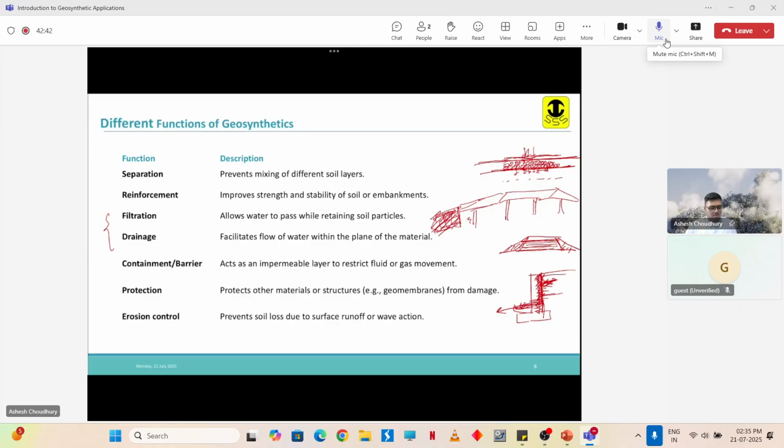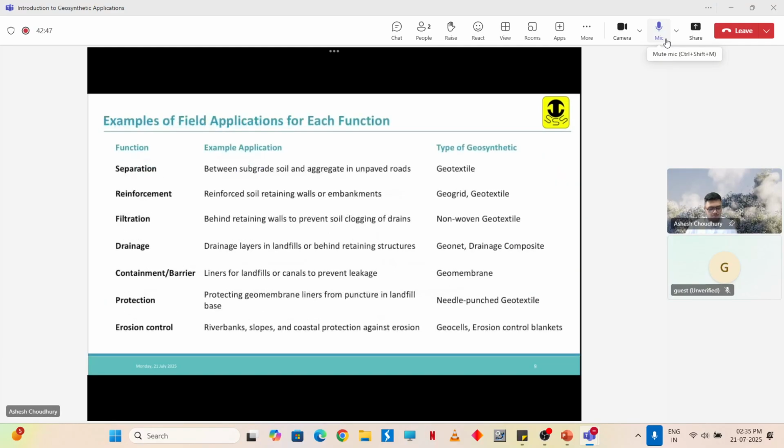All right, so now let's go to the next one. As I said, we have seen these functions. Now, which geosynthetic is used for which purpose? Generally, let us see which geosynthetic is used for which purpose. First is separation, between subgrade soil and aggregate in an unpaved road. This is one example that I discussed with you: in an unpaved road, between the subgrade soil and the aggregate, we use a geotextile.